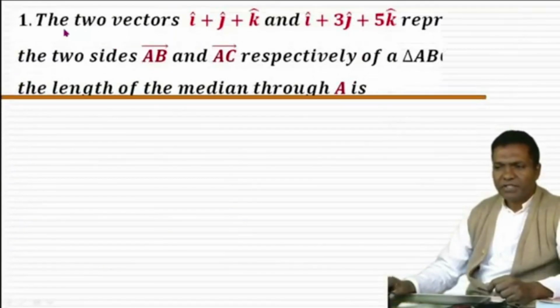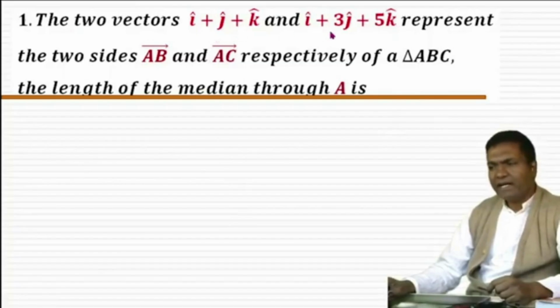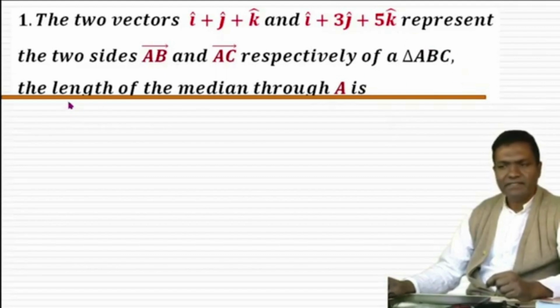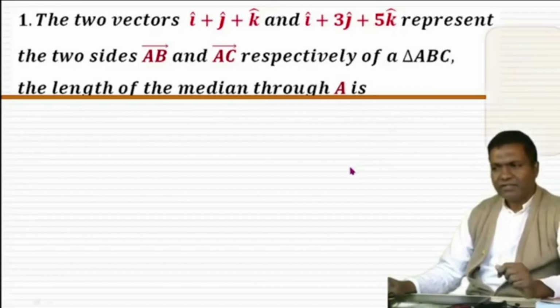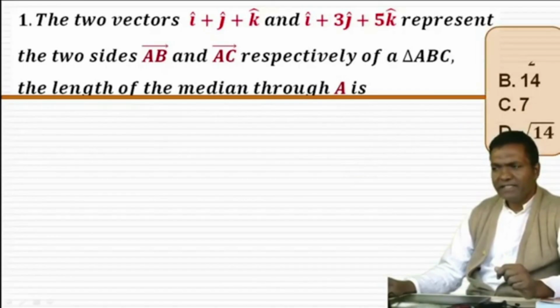Here is the next question. The two vectors i plus j plus k and i plus 3j plus 5k represent the two sides, vector AB and vector AC respectively, of a triangle ABC. The length of the median through A is asked. Okay, so the options are here.